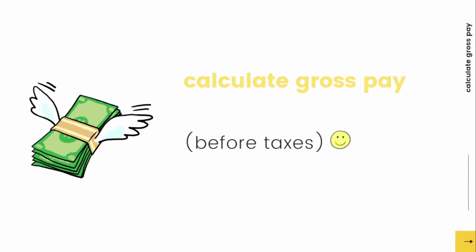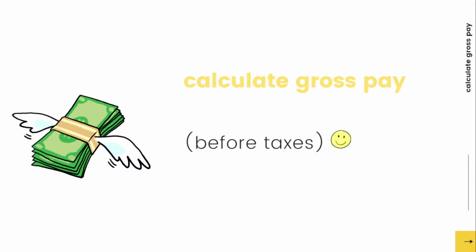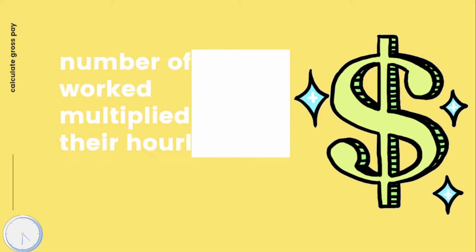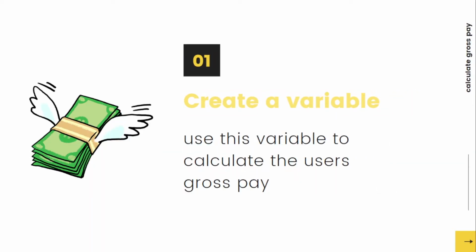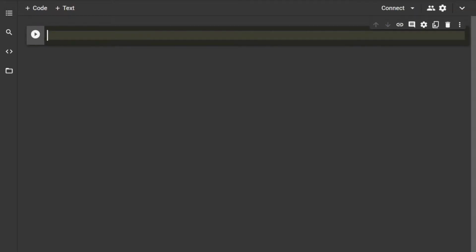Alright, so we'll be creating a program that will calculate someone's gross pay. For this example, we're going to use the number of hours they worked and multiply that by the amount they get paid per hour. Our first step is to create a variable that will store information on how much they make an hour. Let's call that variable rate of pay.